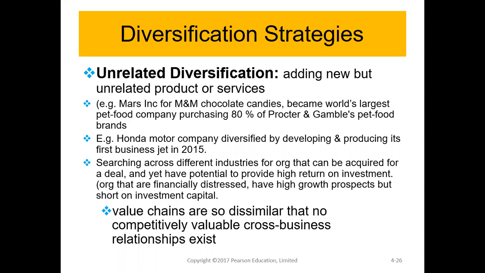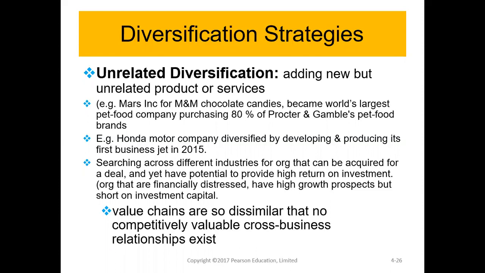So here, they used to produce chocolate, but they decided to diversify, meaning add new products, but not related. It's not related to the market of candies. They are getting into a completely different market. It's completely unrelated to them, which is selling food for pets, not for humans.